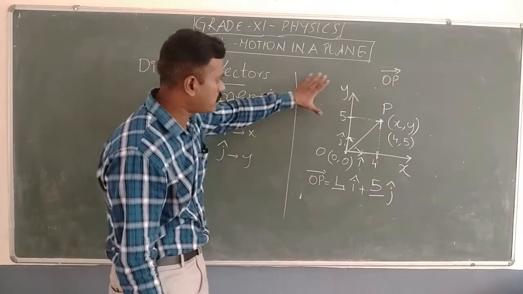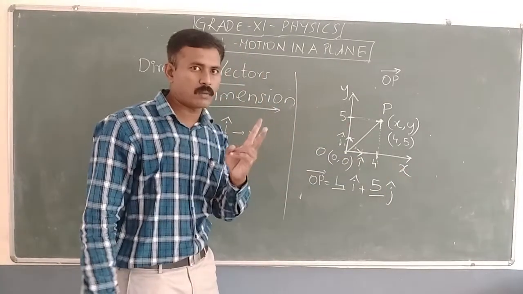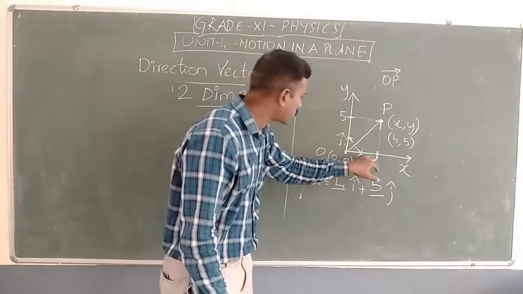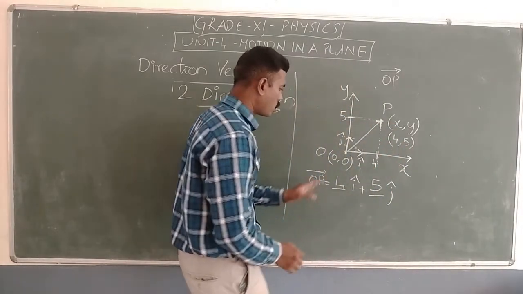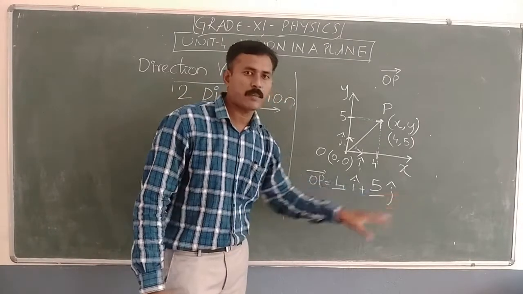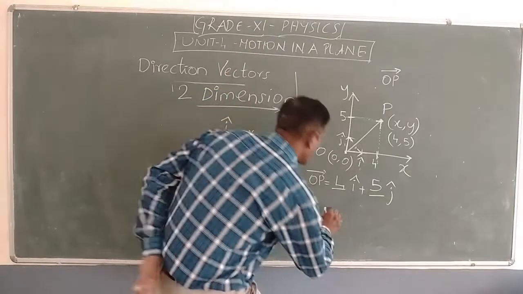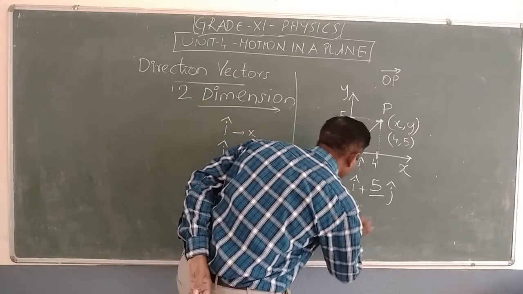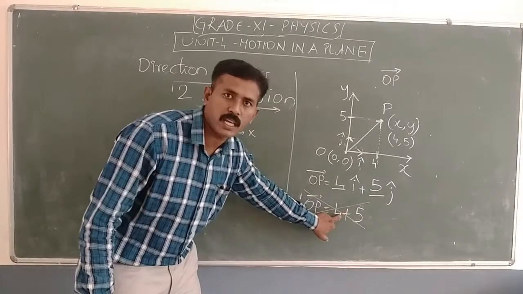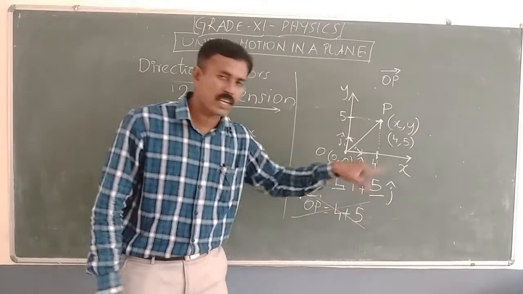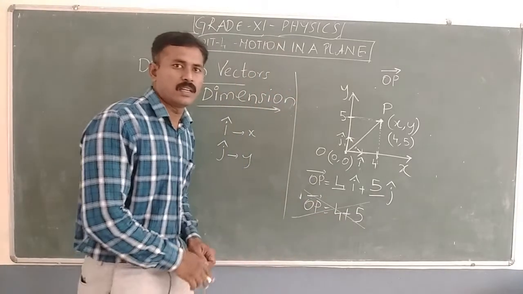Clear? Consider this graph alone. This graph denotes the xy plane, that is 2 dimensions. A plane is 2 dimensions, so it has an x component and y component. This point has 2 coordinates, x comma y, that is 4 and 5. So how to write this? 4 i cap plus 5 j cap. The 4 is the x component, 5 is the y component. Since it is a vector, I cannot write OP vector equal to 4 plus 5. This is a wrong way of writing. Since it is a vector, I have to introduce the direction vector. This 4 is in the direction of x, 5 is in the direction of y. Clear? So this is the correct way of writing the position vector.